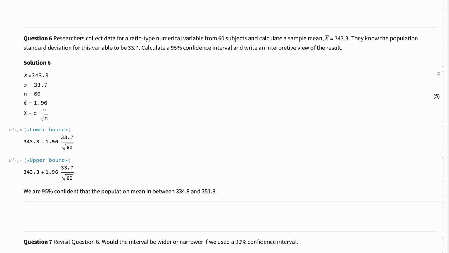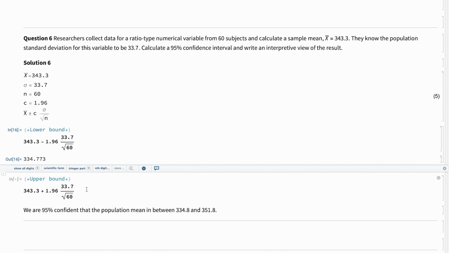I know for a 95% confidence interval, I can go to that spreadsheet or I can use code, and I know that that is 1.96. If I'm 1.96 standard errors away from the mean, I'm capturing the 95% most probable values that X bar can take. And now here's my equation, X bar plus or minus C times sigma divided by square root of n. And I'm just using code here as my calculator. So I'm saying 343.3 minus 1.96 times the standard error and 343.3 plus 1.96 times my standard error. So I'm just plugging those values in, and let's see what those bounds are.